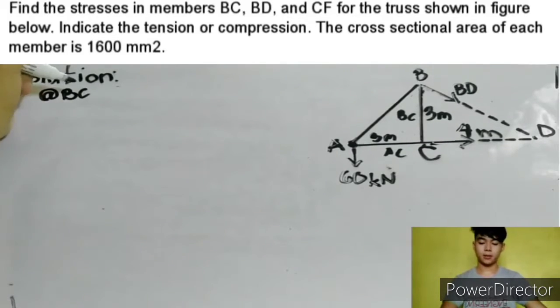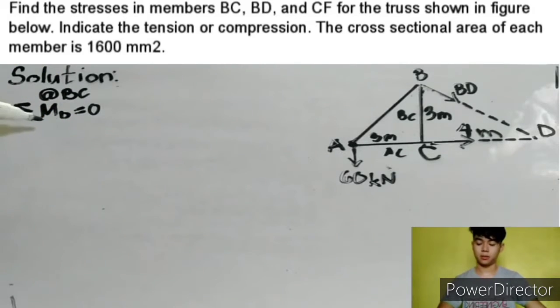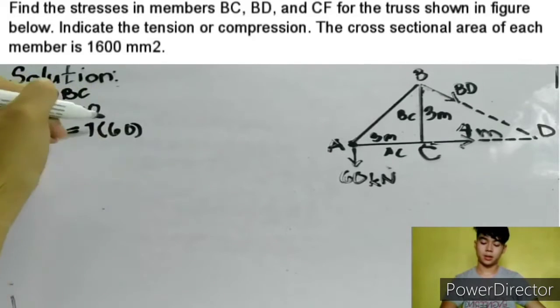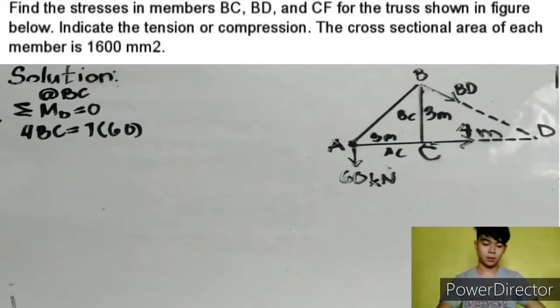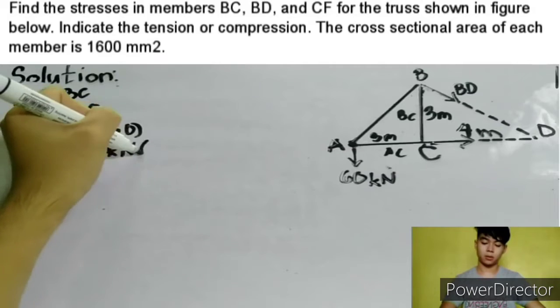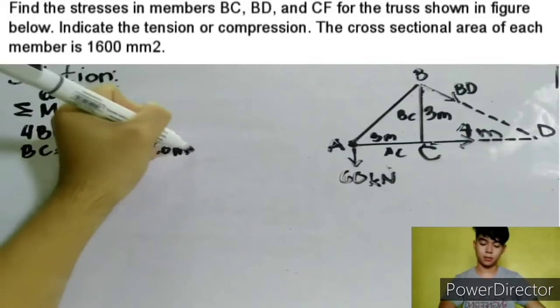At member BC, summation of moment about D is equal to 0. For BC equals 7 times 60. So BC is equal to 105 kilonewton, and it is compression.